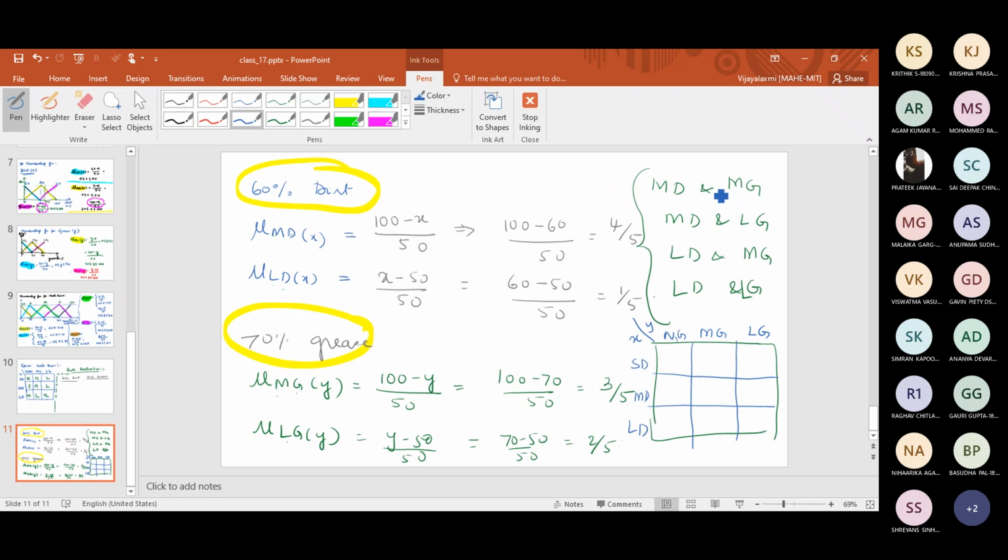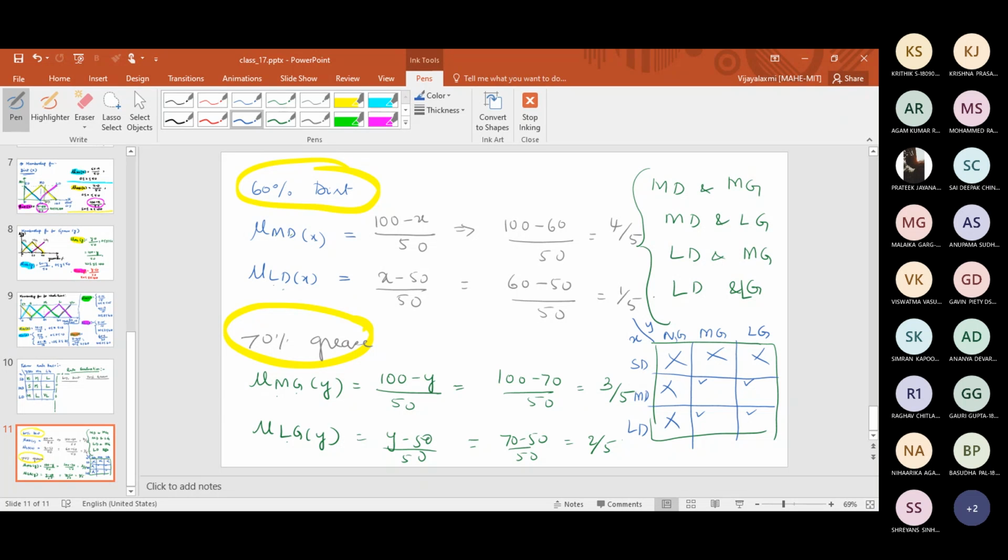So medium dirt and medium grease. This is one point. Then medium dirt and large grease. This is the second point. Large dirt and medium grease. This is the third point. Large dirt and large grease. These are the 4 points. So all other things you can just strike off. They are not of interest.